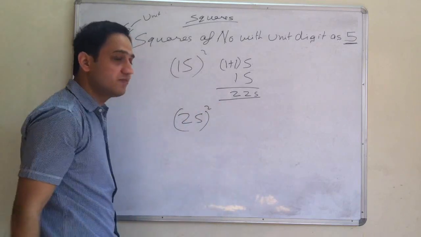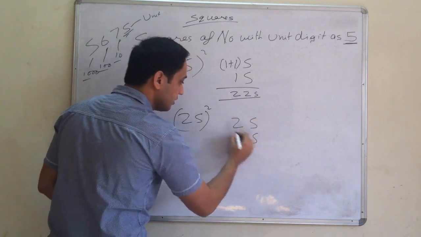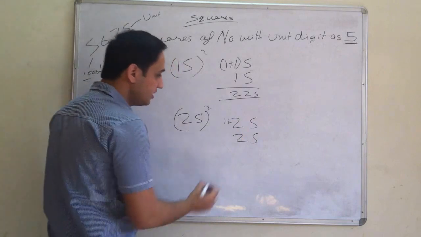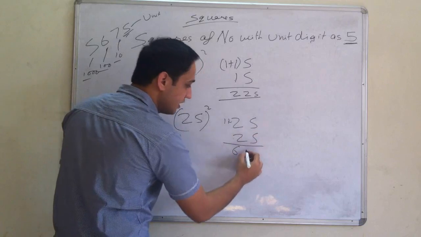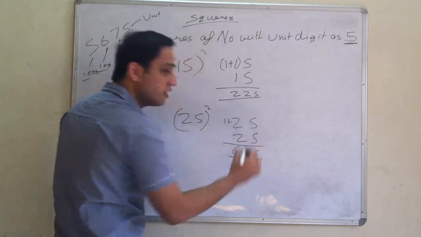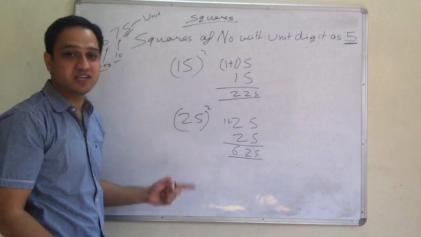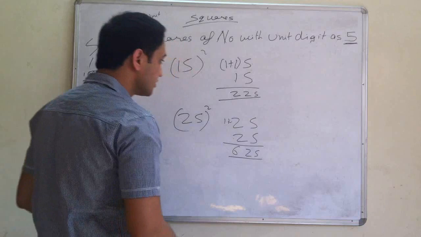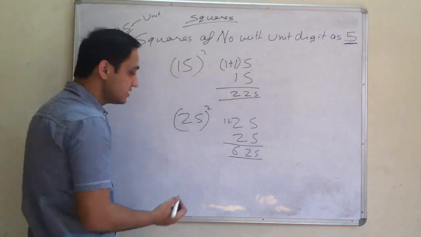What is the square of 25? As you know, 2 plus 1 is 3. 3 2s are 6. And lastly, 5 5s are 25. So this is a very easy way of doing squares which have unit digit as 5. Now you can do squares of any number which ends with 5.